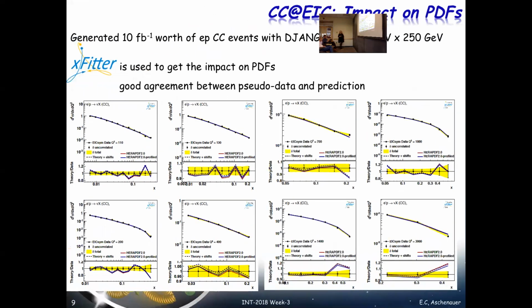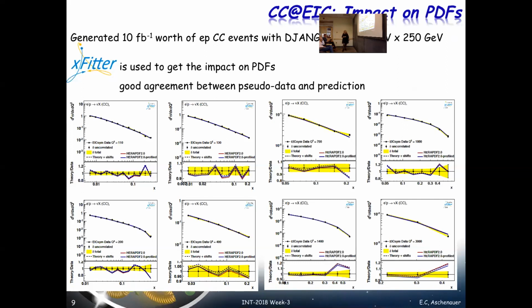So what we did is we generated 10 inverse femtobarn worth of ep charged current events with Djangoh, which is a generator which was also used a lot for HERA, and we have of course fully validated that it reproduces the HERA data, which it does very nicely. And we did 20 on 250. We use xFitter, which is a little bit of a learning curve to get all set up, but now it works. We have done also first fits, which I will show.